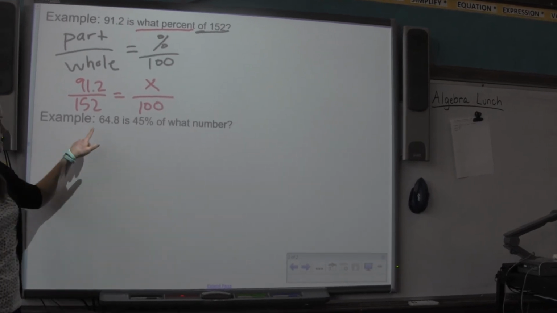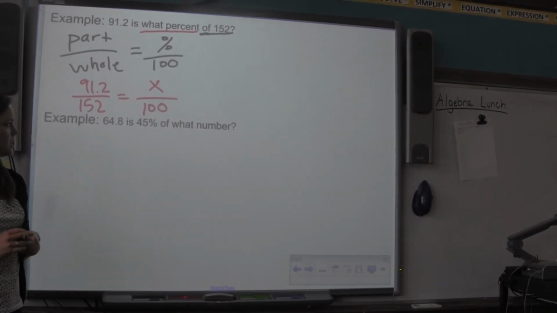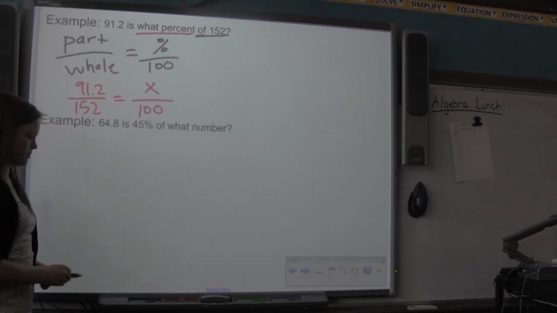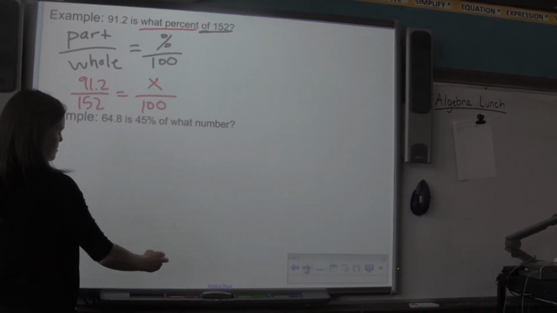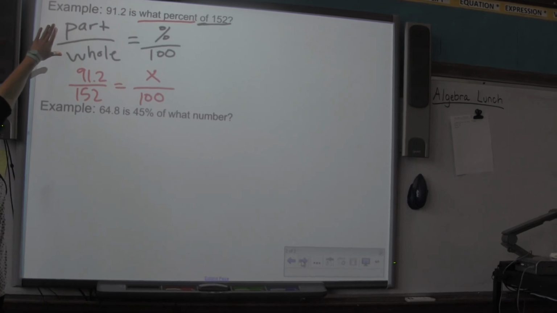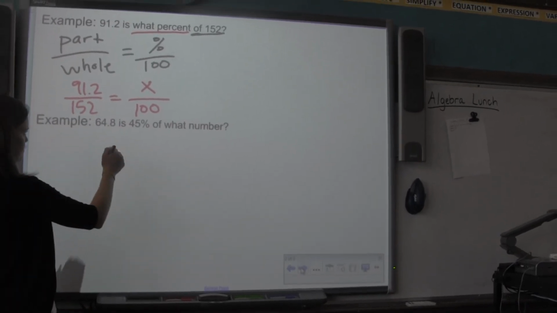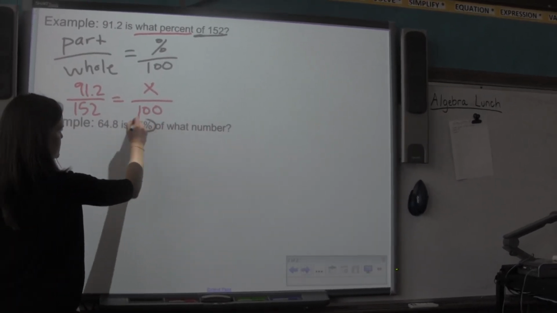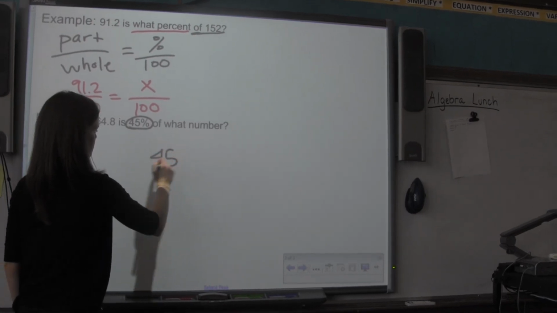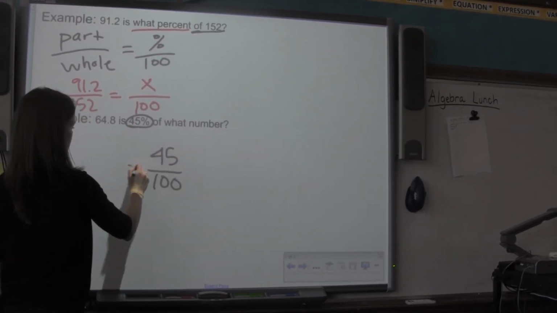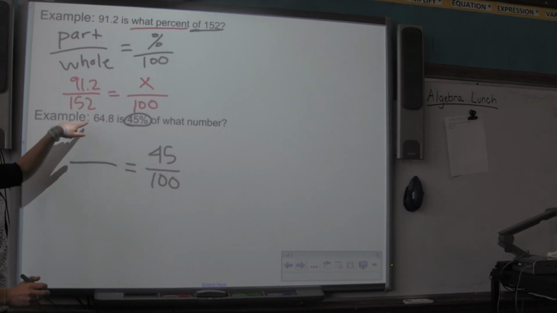All right, the last example says 64.8 is 45% of what number? I'm going to use this ratio again. And remember, okay, so we have 45%. So that means 45 out of 100. And that's equal to the part, 64.8.